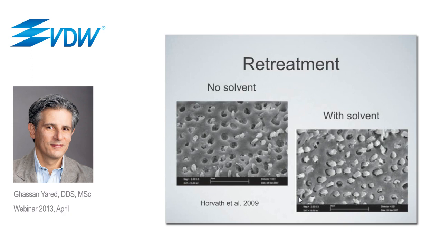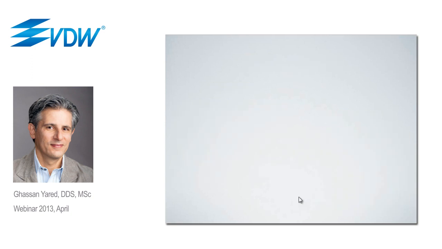No technique will be able to remove the obturation material completely, but studies have shown that when we do not use a solvent, we will have cleaner canals compared to canals where we use a solvent for retreatment. So that is also one other advantage of the Reciproc instrument.